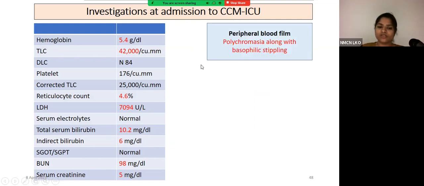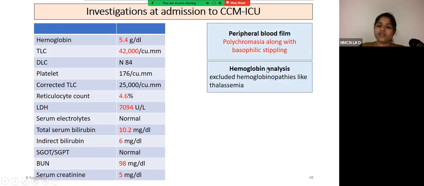For workup of hemolytic anemia, peripheral blood smear was done, which showed polychromasia along with basophilic stippling. Hemoglobin analysis was done to exclude hemoglobinopathies.